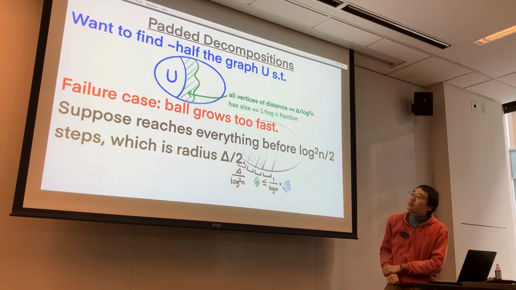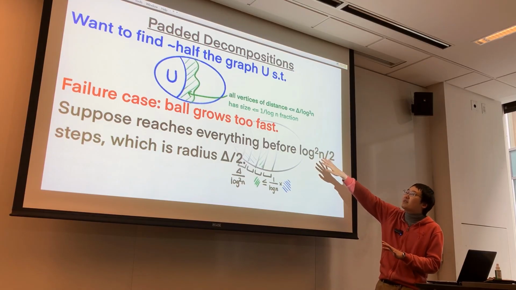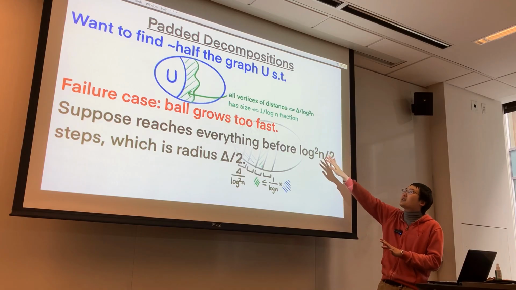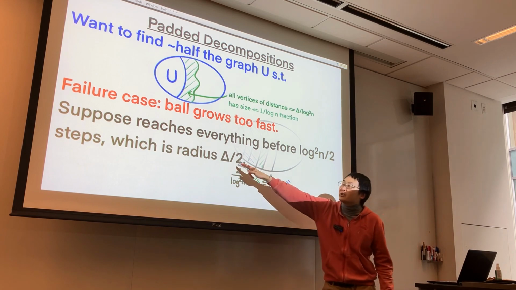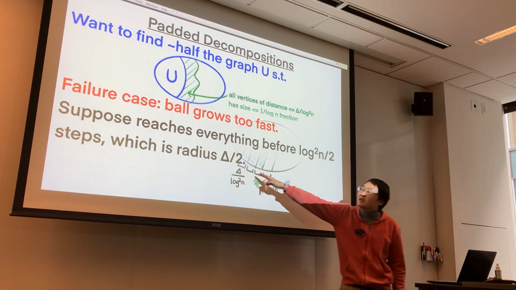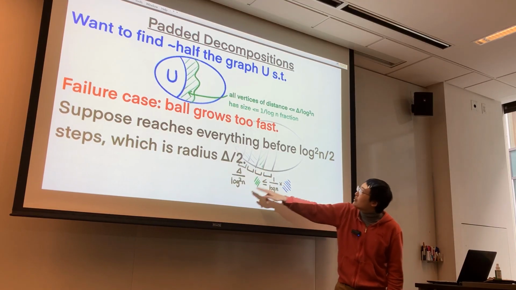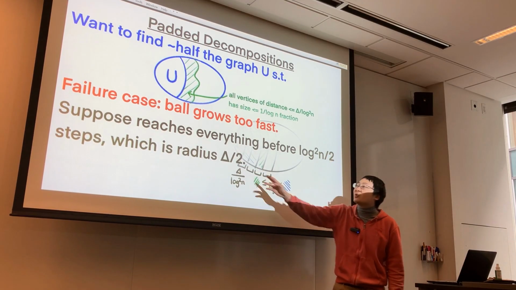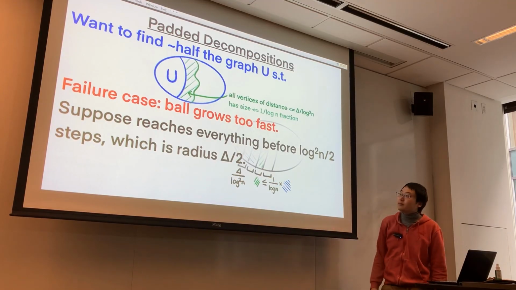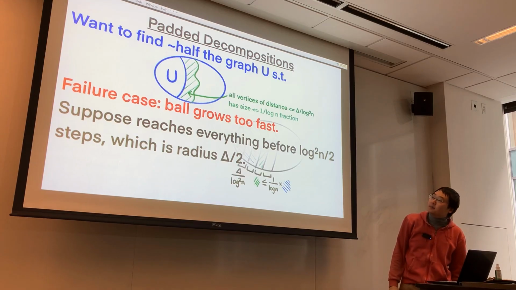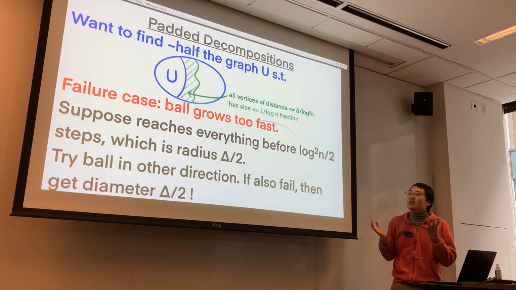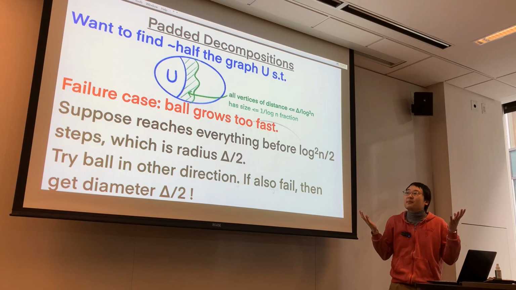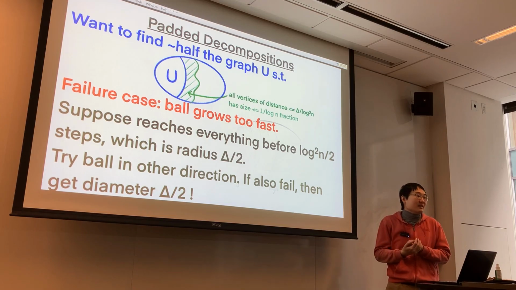balanced. So let's consider a very simple case. Suppose you reach everything before, let's say, half the maximum number of steps, like log n squared over 2 steps. So this is radius delta over 2, because this is the growth per step, and you're growing for this many steps. So you're growing for a total radius of delta over 2. In that sense you're kind of stuck, because you cannot really cut a ball at that step.